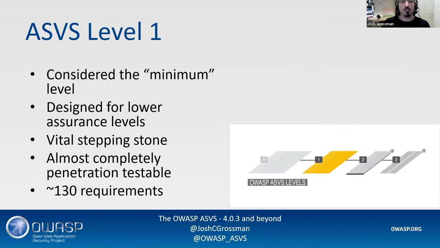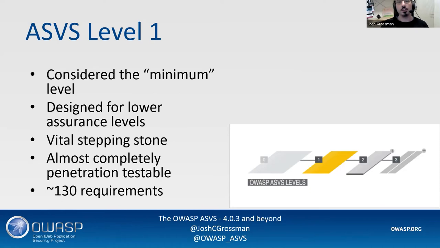Ideally, level one is for applications that are processing less sensitive data or are less critical, but it's an important starting point. This itself has around 130 requirements, which is a lot, but each one of those is quite self-contained and quite specific. So it's not like we're having to think of a whole program just to deal with one requirement. Ideally, we should look at a requirement, figure out how we're implementing it, and move on. So although there are 130 of them, each one shouldn't be too time-consuming to implement.